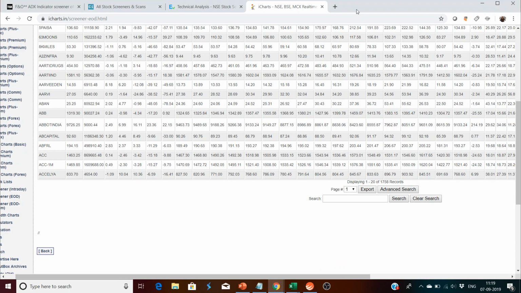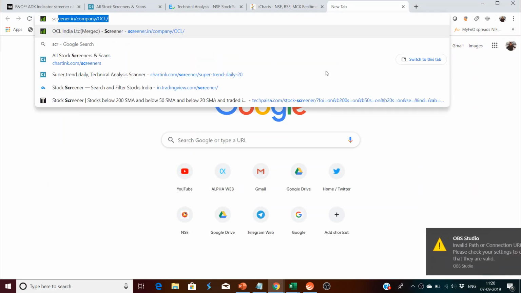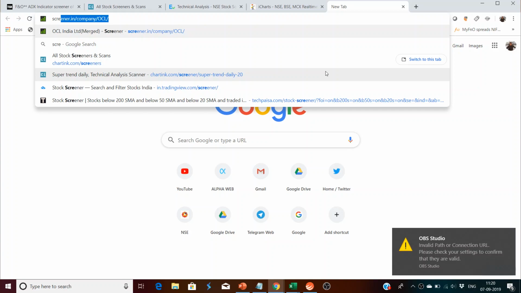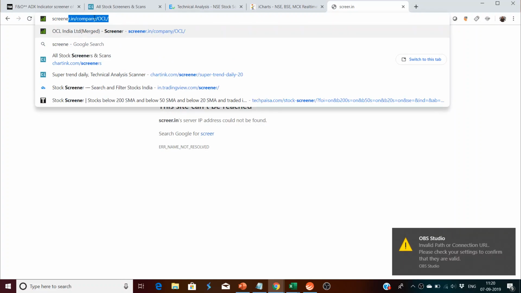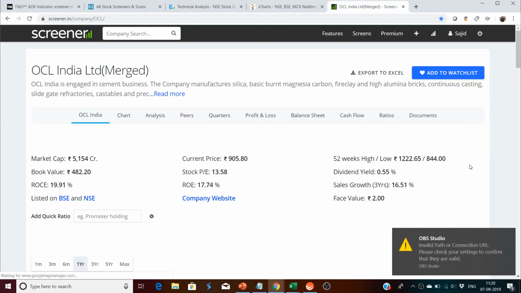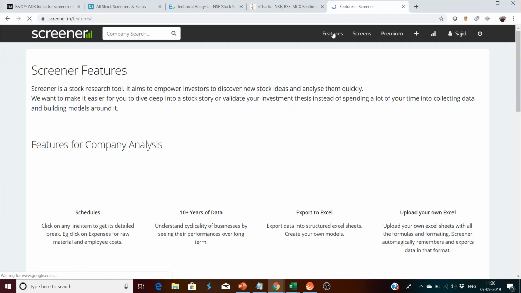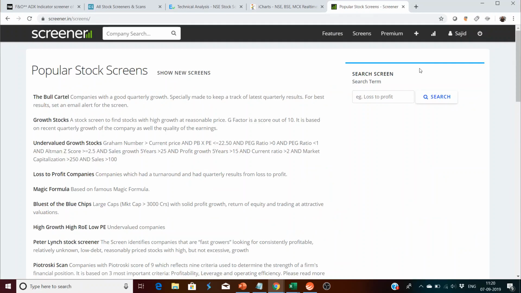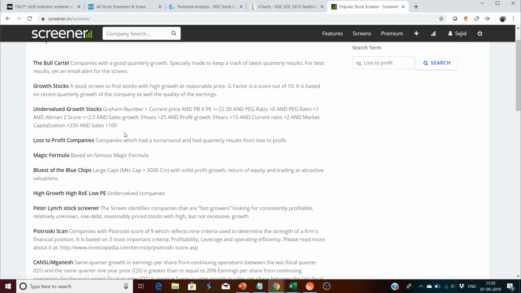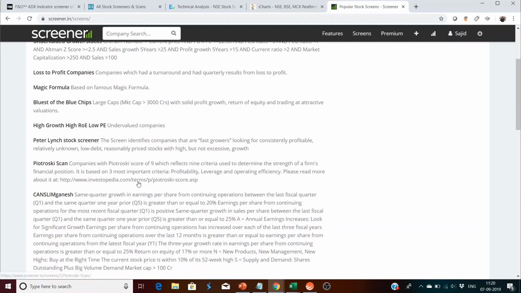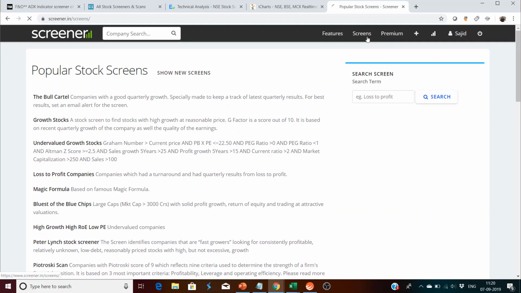So there is this good site called screener.in. You can just go to this site. Okay, this site actually gives you a lot of filters by which you can search for stocks: growth stocks, undervalued growth stocks, loss to profit companies, magic formula and all. So I have my own screens.